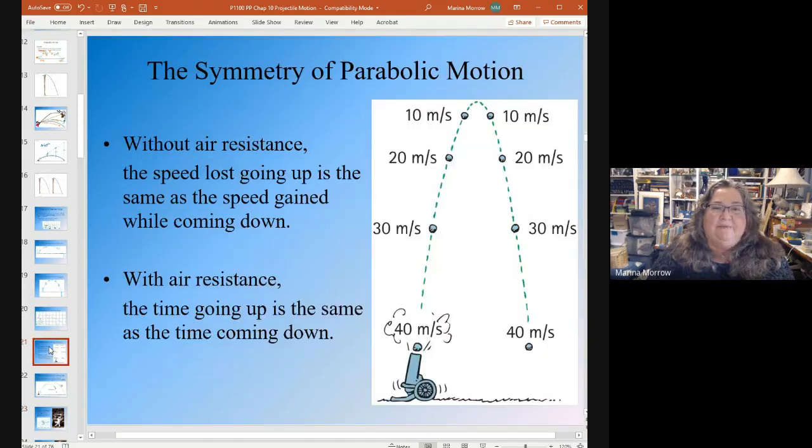Now, back in the ideal world, if there's no air resistance, speed going up, speed coming down would be the same. And with air resistance, you would have a little bit of a different height going up, but you still would have the same speed as it comes back down, but it would be reduced somewhat. So anyway, air resistance does make a difference, but otherwise, parabolic motion is beautifully symmetric. What goes up must come down and at the same speed.